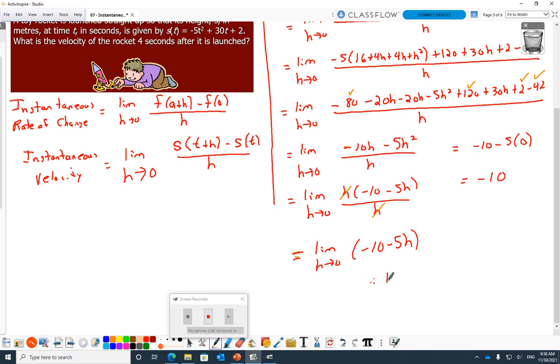Therefore, the velocity at 4 seconds is negative 10. Did it say meters? Yes, meters per second. Or you could say the velocity at 4 seconds is it's going down at 10 meters per second. If you said the instantaneous rate of change at t equals 4 is negative 10, I'd do one of those unhappy dances as I was marking.